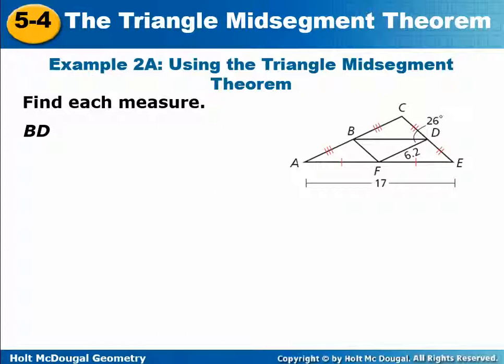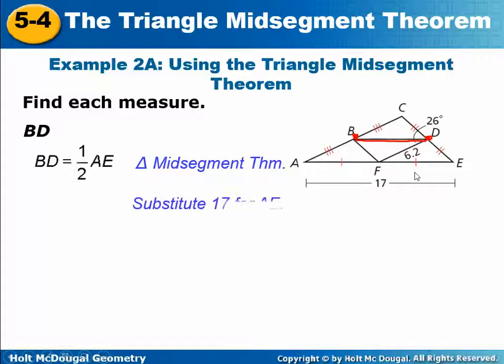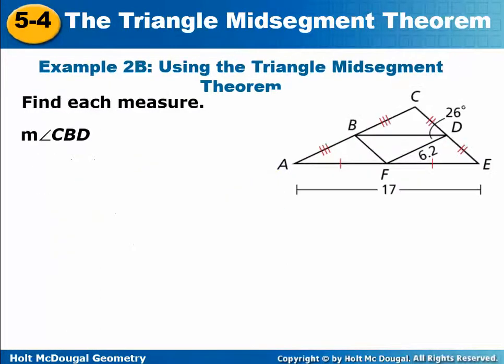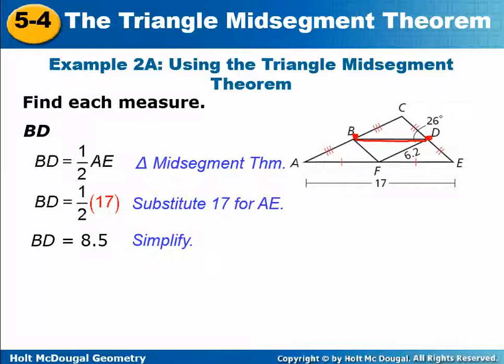They want to know what the measure of BD is right here. So here's BD. I'm going to color it in here for us. We know that AE is 17. We know that BD is a midsegment because it's marked that AB is congruent to BC and that CD is congruent to DE. Therefore, we know that it was formed by connecting the two midpoints, and therefore it's a midsegment, so it's half of 17. So half of 17 is 8.5, and that's it. You're done. The 6.2 and the 26 degrees, that is not used in this problem.